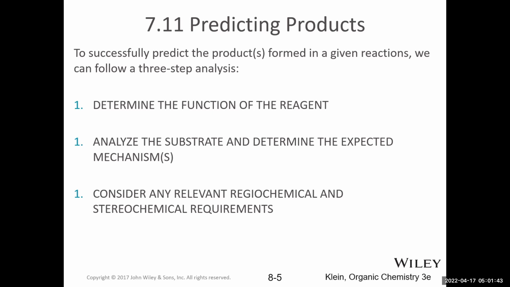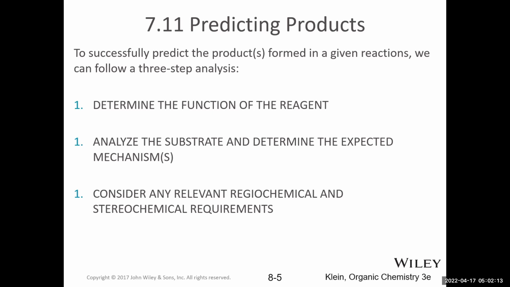And then once we've determined the expected mechanism, which could be only one, maybe it's only E2, right? Or maybe SN2 and E2, then we'll draw out all of the products given those mechanisms and consider any relevant regiochemical and stereochemical requirements, such as if you're doing an elimination, whether it's E1 or E2, will it be Zaitsev or Hofmann? And stereochemistry. Can you form different stereoisomers?